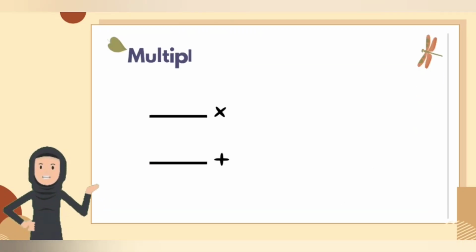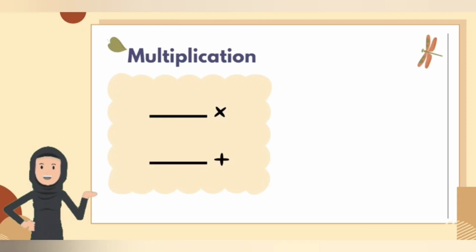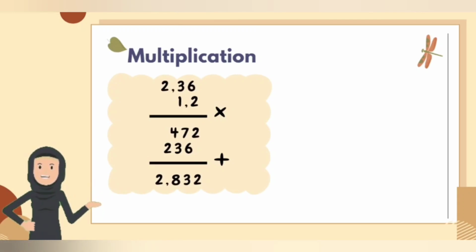Next is multiplication. Multiplication of decimal fraction. Multiplication of decimal fraction is also the same as multiplication of whole numbers. However, you must still put as many digits after the decimal point as in the numbers being multiplied. For example, you multiply 2.36 times 1.2.